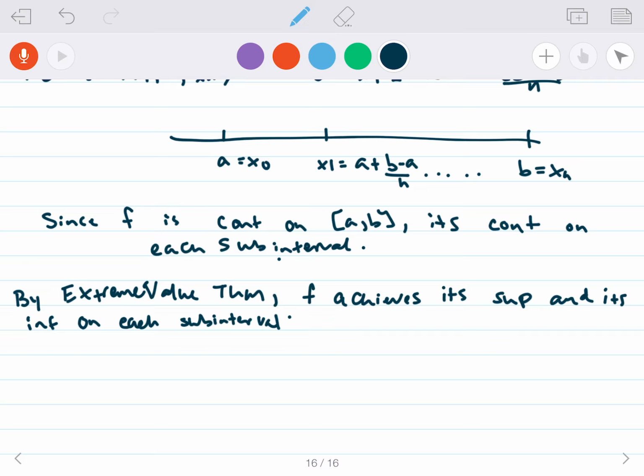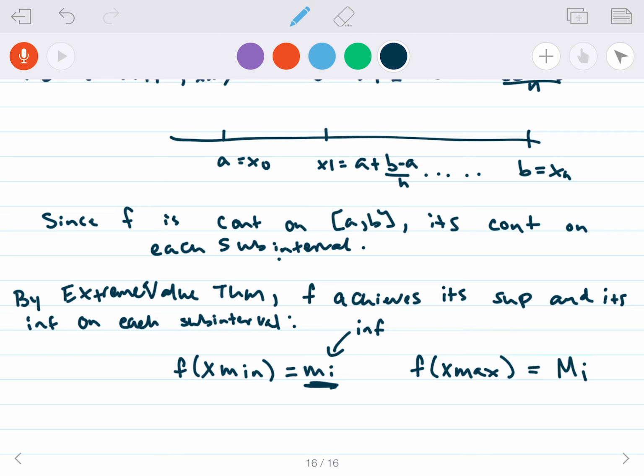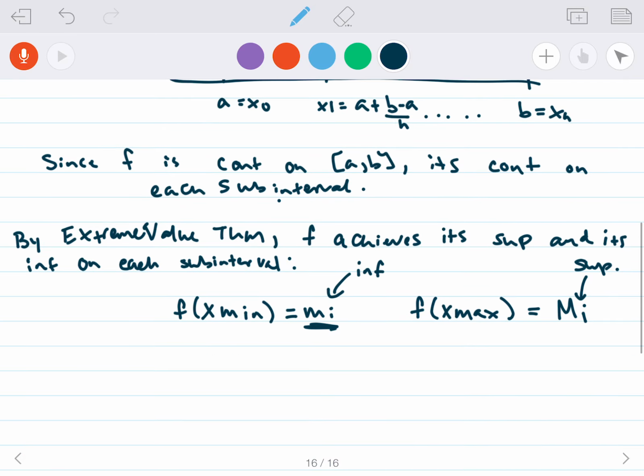All right, so maybe we'll call f of x min equal to m_i. So this is the infimum on each subinterval. And we'll say that f of x max is going to be the supremum on each subinterval. So this is the supremum.